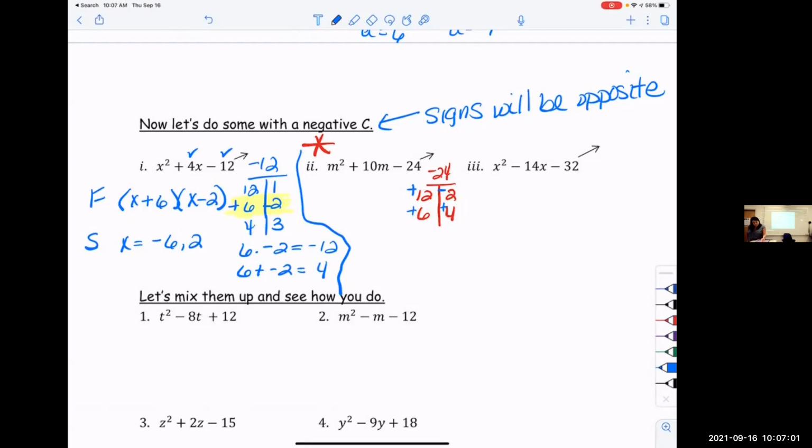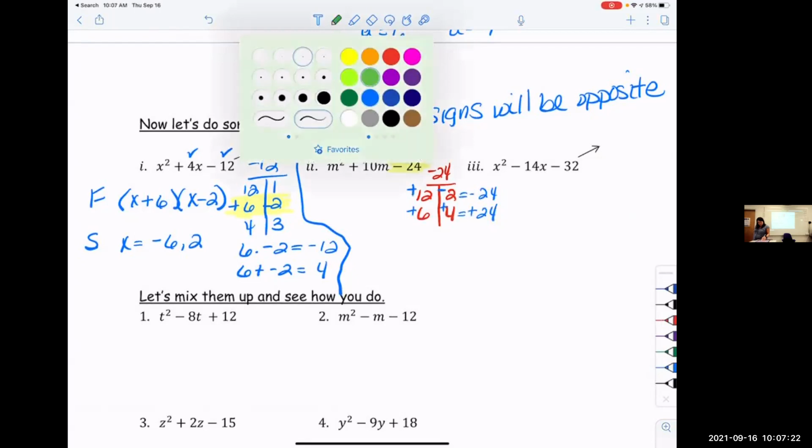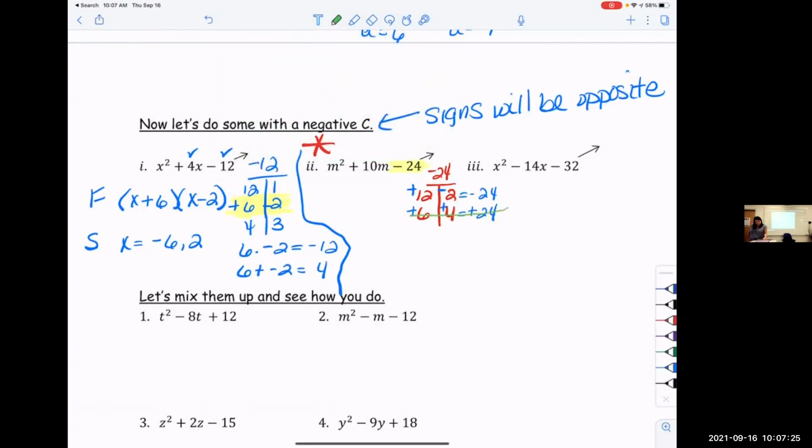So yes, we want -24. So which one of these gives us -24 when we multiply it? That's how you discern which one it is. So -24, +24. This throws out 6 and 4. So you do need to check those signs. So M plus 12, M minus 2, factored.